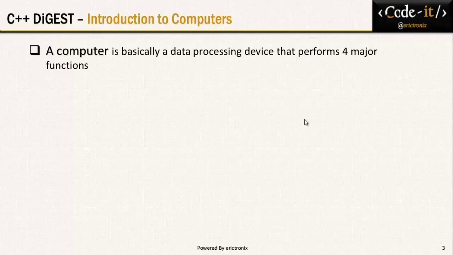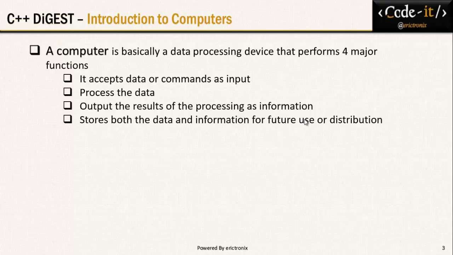Now that we know a little bit about being computer fluent, let's look at the basics of computers. No matter what kind of computer you are using, it is basically a data processing device that performs four major functions. It accepts data as input, it processes data, it outputs information, it stores both data and information.